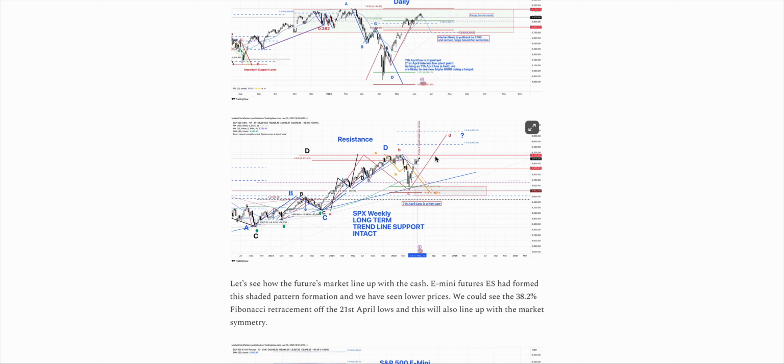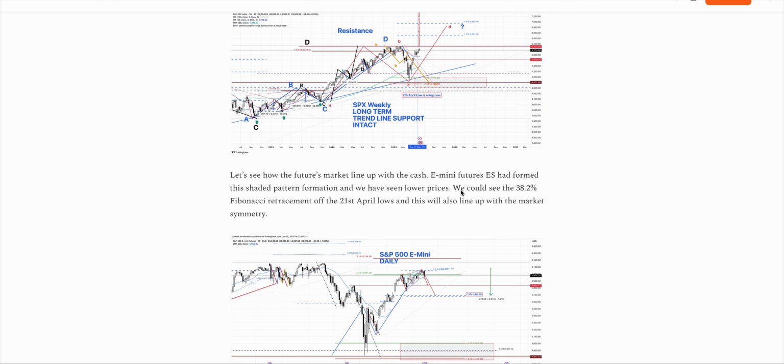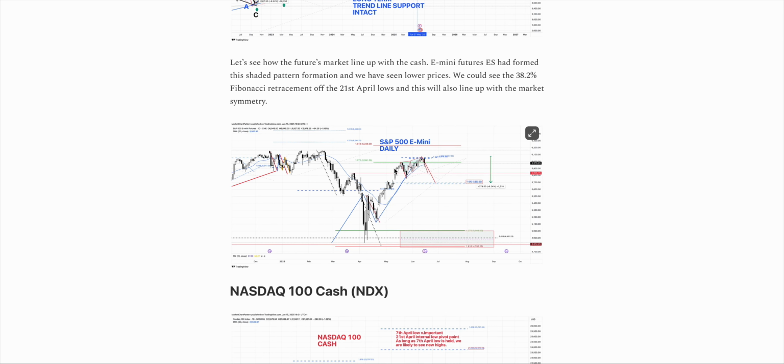This is just the long-term weekly, and we can see that this long-term trend line is still intact. And this is the view on the S&P 500 E-mini futures. It had this nice pattern formation. I think I've shown this chart before, but I'm not really sure. In the videos we might have covered it. And again, it's painting something similar in terms of the pattern.